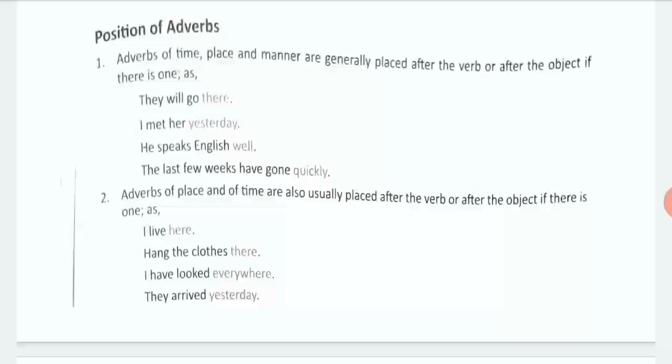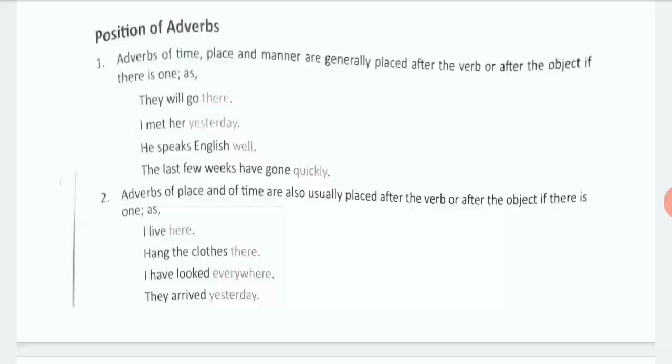Similarly, he speaks English well. Speaks is the verb, English the object. So if in a sentence the object is given, of course it will be placed after. The adverb of manner, well, has been placed right after the object English in this sentence. The last few weeks have gone quickly. Again, adverb of manner, quickly, has been placed right after the verb have gone, as it doesn't have any object in the sentence. Similarly, I live here, hang the clothes there, I've looked everywhere, they arrived yesterday.